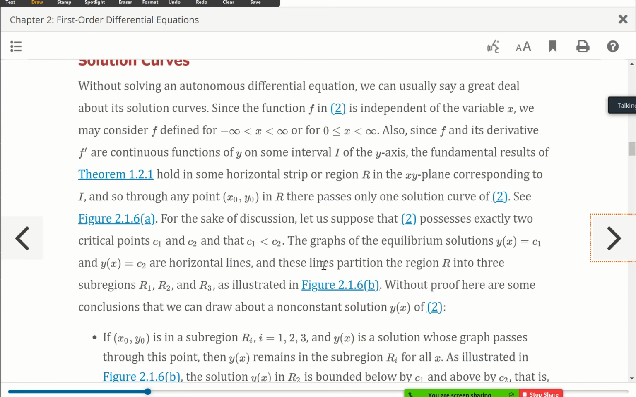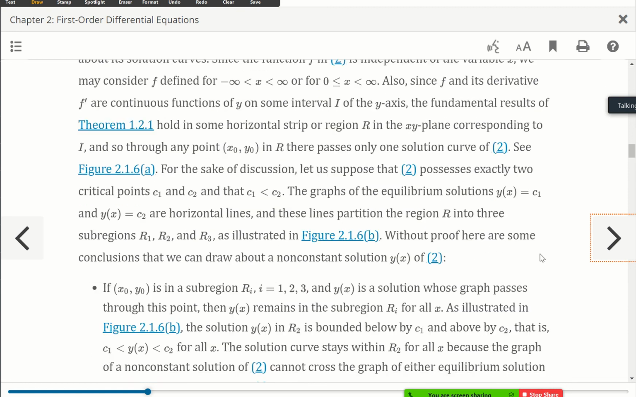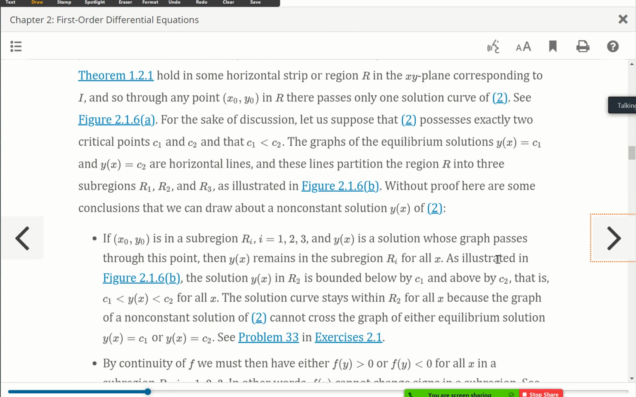Let's just suppose that this region has exactly two critical points. Let's call them C1 and C2, and we'll further make the assumption that C1 is less than C2. That means that our two equilibrium solutions would be y of x, the constant solution, equals C1. We would have the other constant solution, y of x, equals C2.